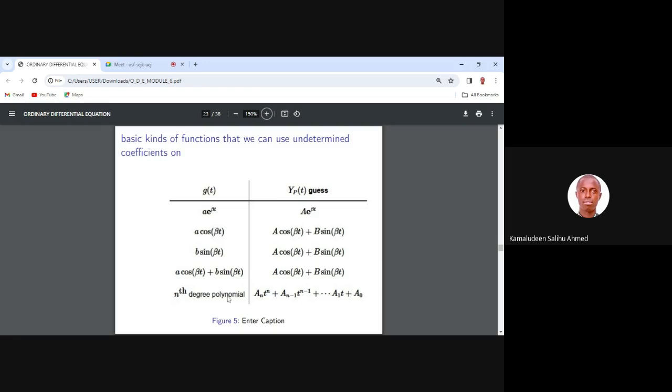Then the nth degree polynomial, which is this, which is the last one we treated. We have it to be a n t n plus a n minus 1 t n minus 1, reducing until you get to the last one. So this is the summary.